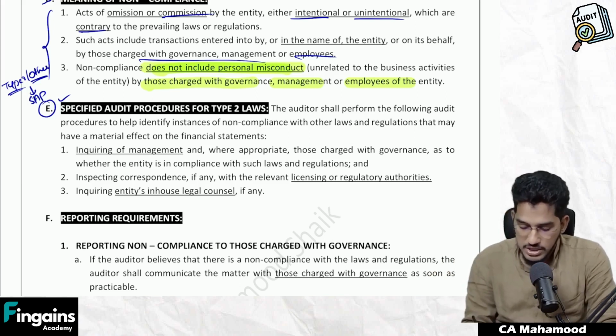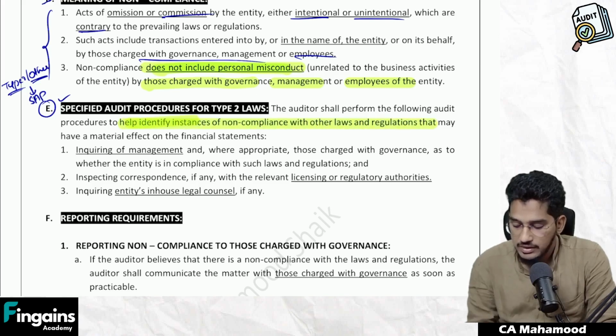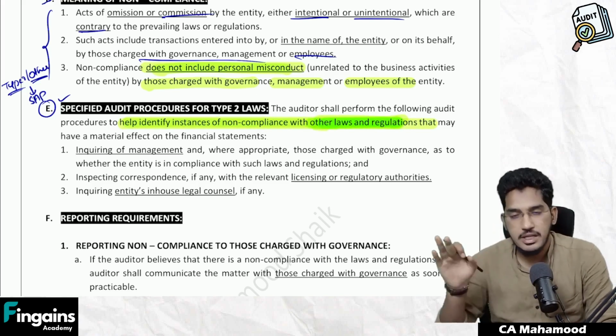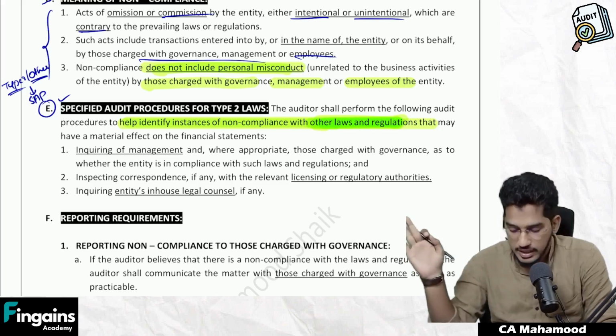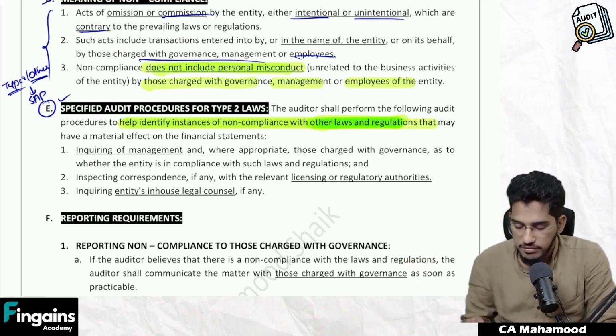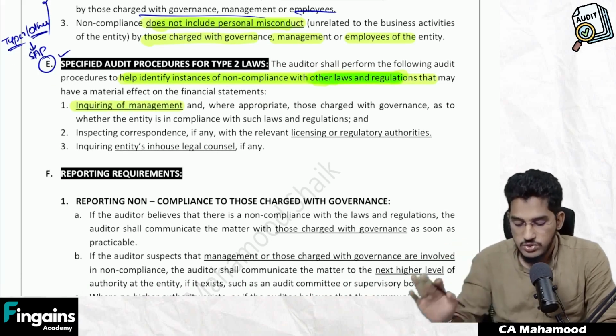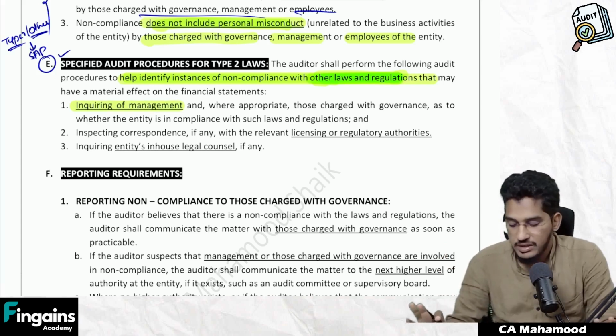The auditor shall perform the following audit procedures to help identify instances of non-compliances with other laws and regulations. When I say other laws and regulations, what do I mean by that? Type 2 laws and regulations. That means to know whether there are any non-compliances with type 2 laws and regulations, he needs to perform only the following specified procedures. What are they? Number one, inquiring with the management, and where appropriate, those charged with governance, as to whether the entity is in compliance with such laws and regulations.